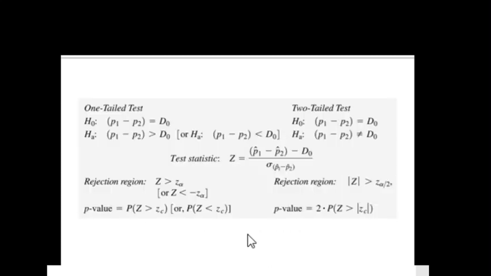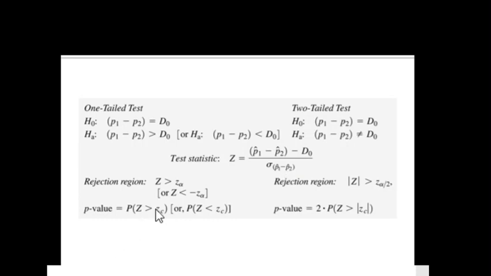Okay, so here is our summary for the test. P1 minus P2 equal D0. Then we have HA could be a greater than, less than, or not equal sign. The test statistic value will be Z equal P1 hat minus P2 hat, that's the two sample proportions, minus D0, and then sigma of P1 hat minus P2 hat.